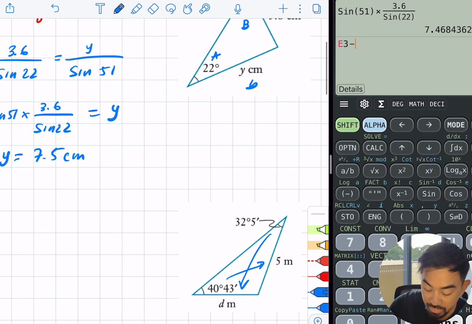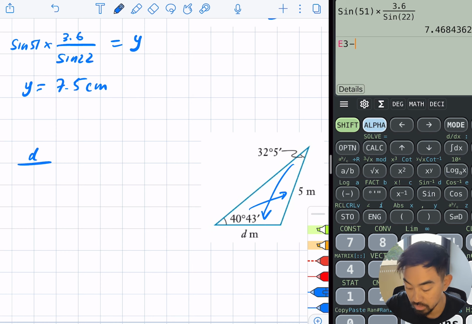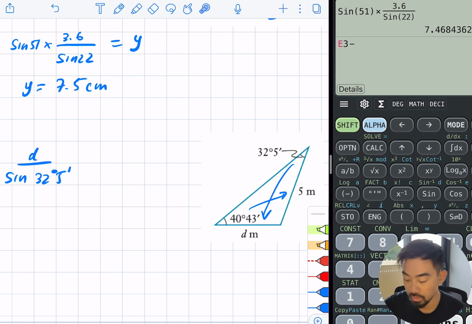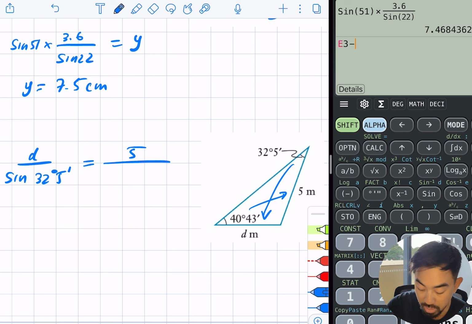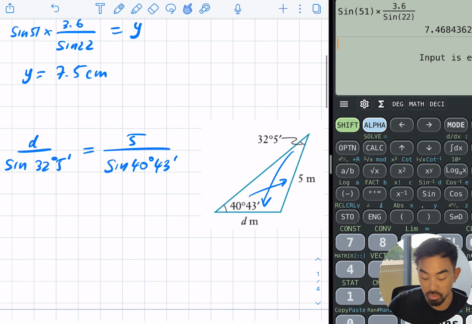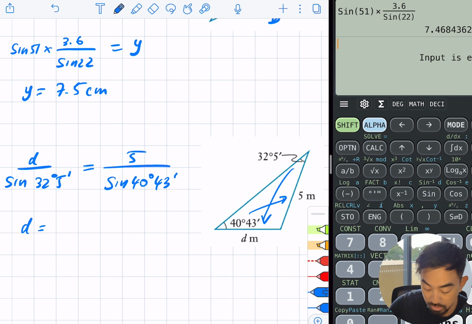So it's a over sine A is equal to b over sine B. So in this case, d is going to be our missing side over sine the opposite angle, which is 32 degrees 5 minutes, as you can see there. And that's going to be equal to 5 over sine 40 degrees 43 minutes. Okay, so now I need to get the sine 32 degrees 5 minutes to the other side. We're getting d by itself, so multiply the other side by sine 32 degrees 5 minutes.